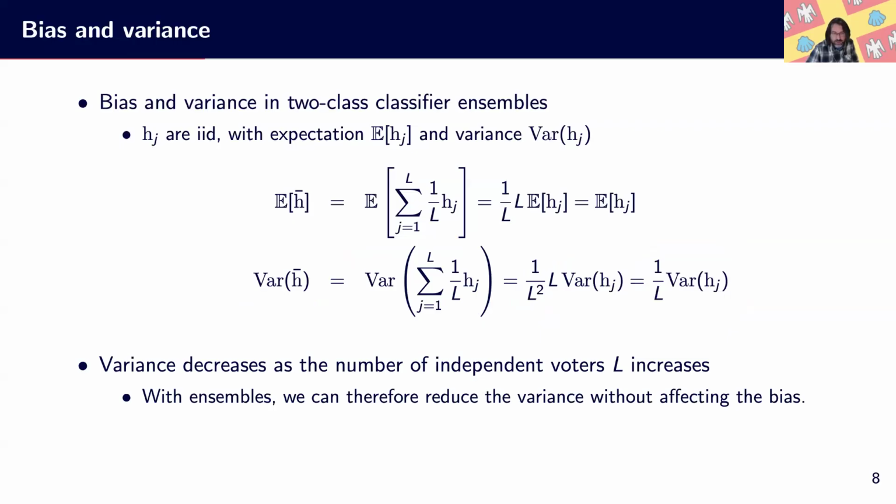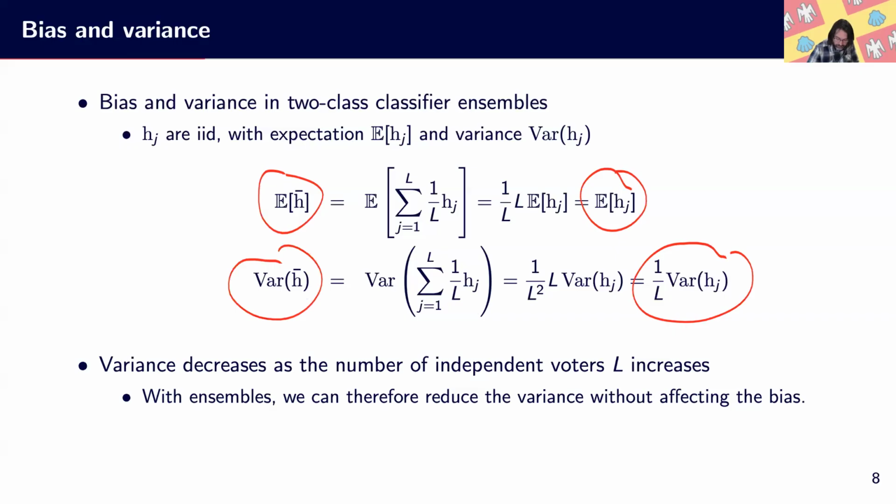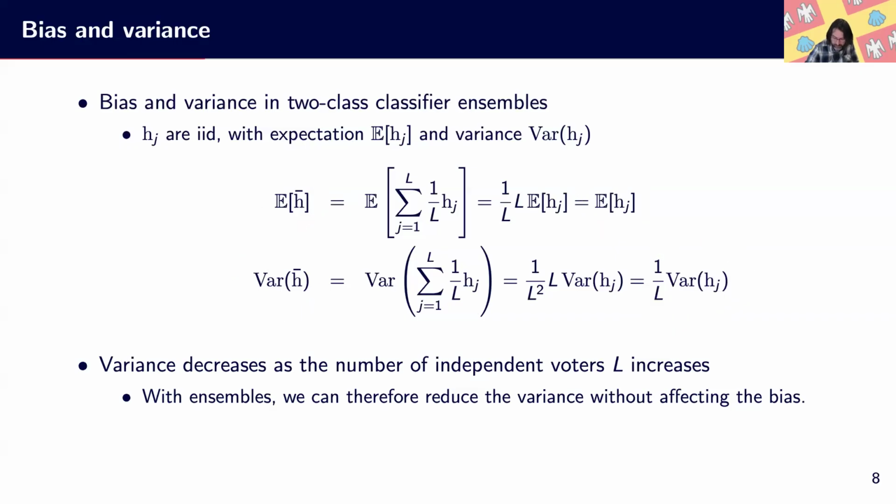So with these results, we can say that ensembles are able to reduce the variance without affecting the bias, because the bias depends on the expectation, which is stable, and the variance is going down according to the size of the ensemble. Which is great. And as such, if we are able to reduce the variance without affecting the bias, we can assume that the quadratic error, in terms of regression for example, will also be reduced.